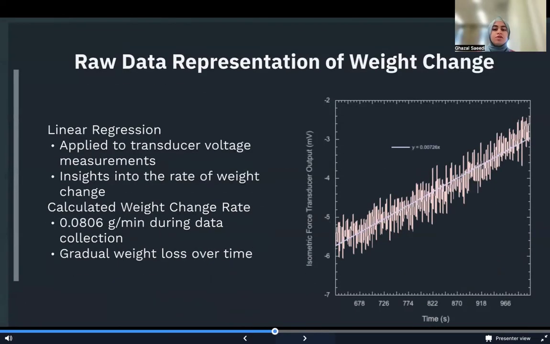The voltage data from the transducer was used to determine the rate of weight change in the frog through a linear regression analysis. Applying the linear regression analysis to the raw transducer voltage measurements, in millivolts per second, yielded a slope value that represented the rate of change in voltage in millivolts over time in seconds. By multiplying the obtained slope of the linear regression by the conversion factor obtained in the figure, the rate of weight change in grams per second was calculated.